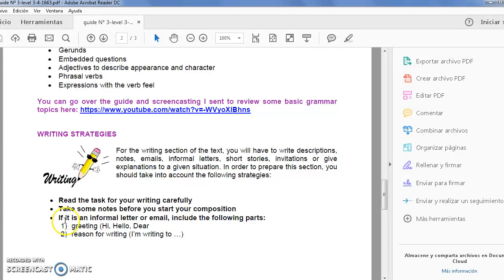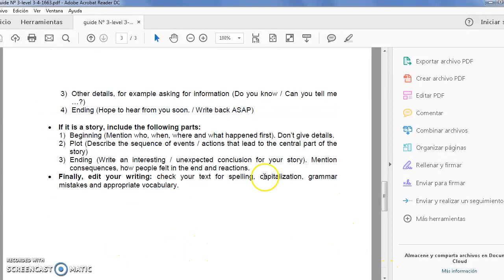The third is, well, take this into account if it is an informal letter or an email. It has the following parts. Greeting. Normally you begin an informal letter or email saying, hi, hello, dear, for example, dear brother, dear mom, dear Marcos. Then, number 2, you write the reason for writing. I'm writing to. What is the purpose of your writing?